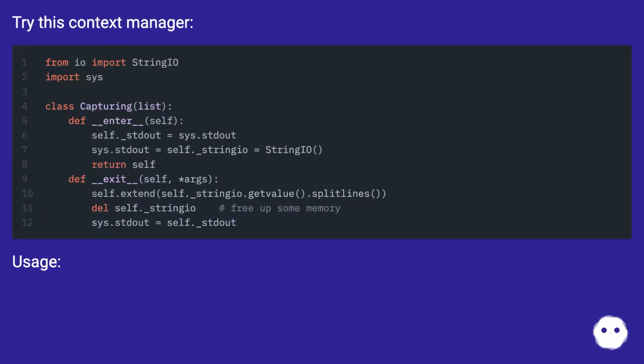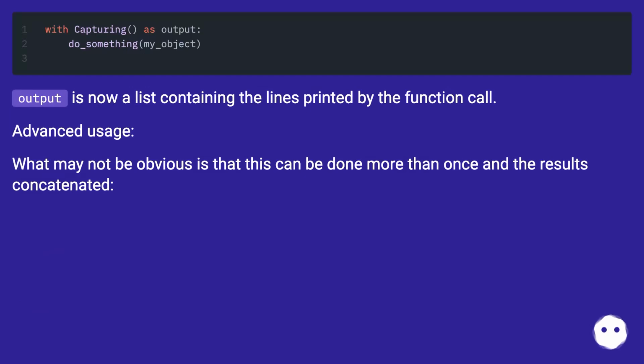Try this context manager. Usage. Output is now a list containing the lines printed by the function call.